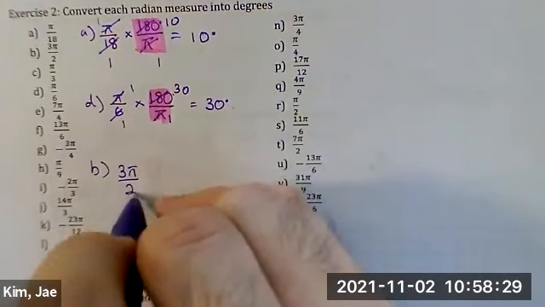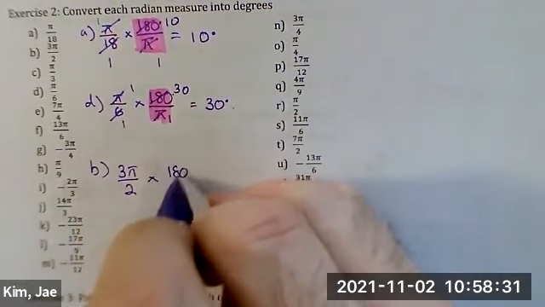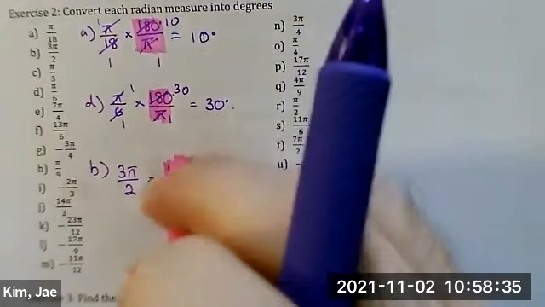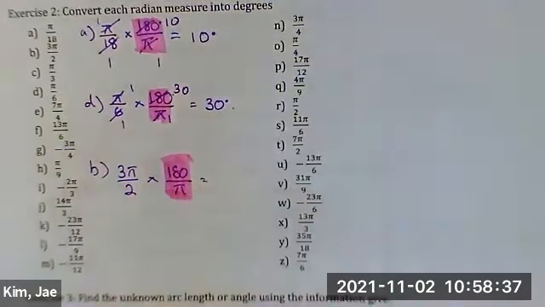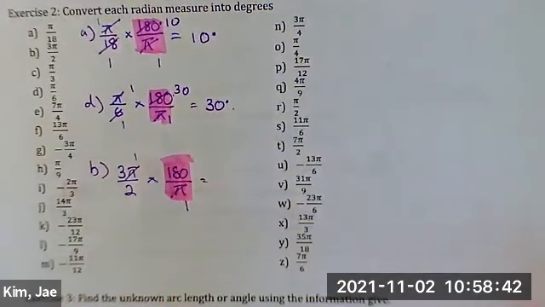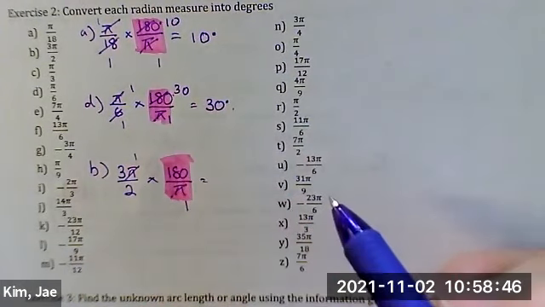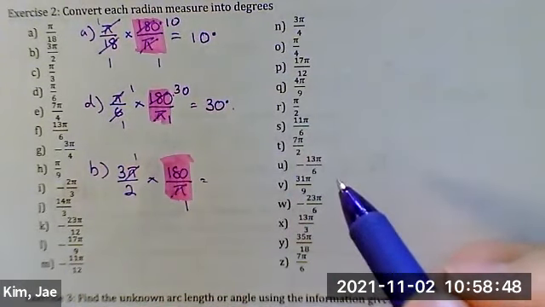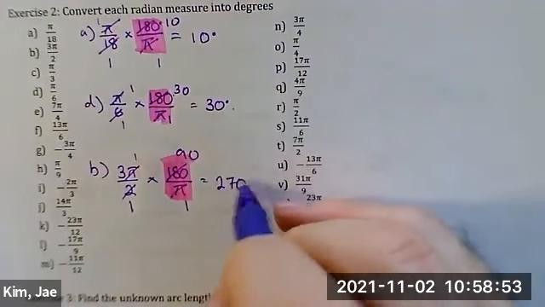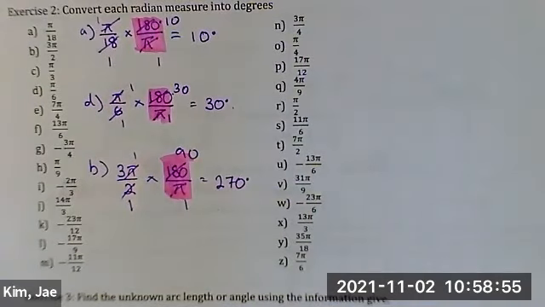3 pi over 2, I am going to multiply with a conversion factor. And I ask everyone to just reduce it by yourself. Pi is on top, pi is on the bottom. They will divide into 1, leaving me with 2 on the bottom and 180 on top. I'll divide. 1, 90, 270 degrees. 3 pi over 2 is 270 degrees. So 3/4 of a circle.